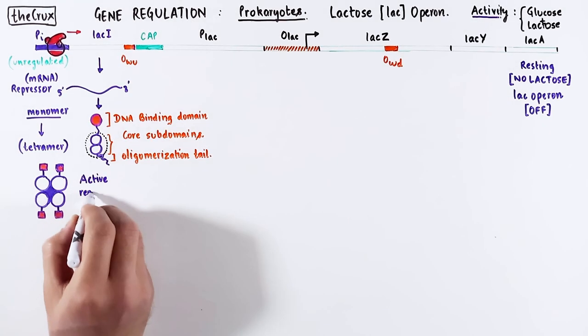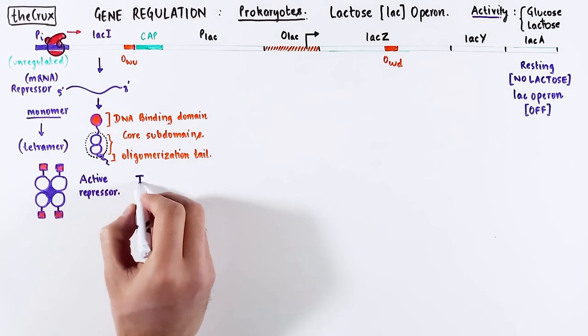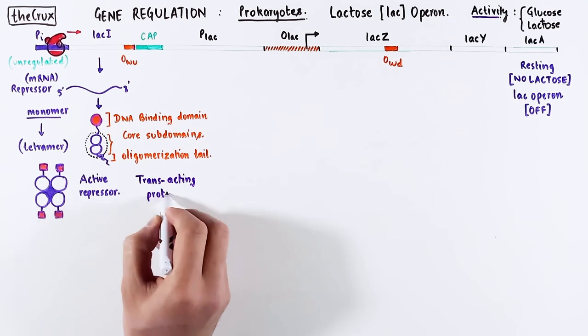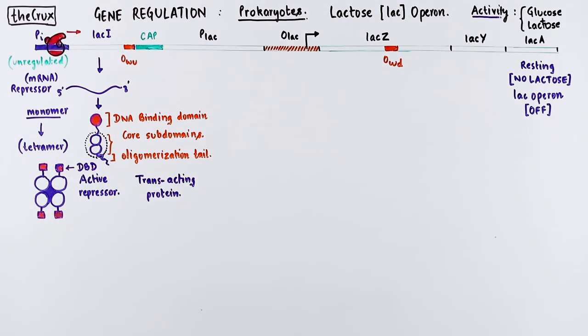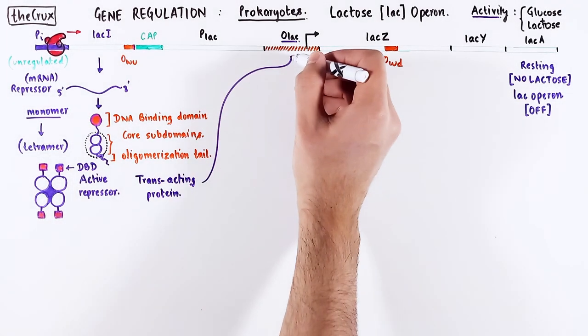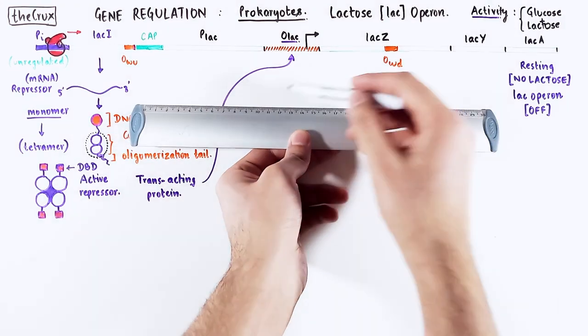And this is the active form of repressor, which is a trans-acting protein. And it has this DNA binding domain, which has the affinity towards the operator sequence. So this active repressor goes and binds the operator sequence.